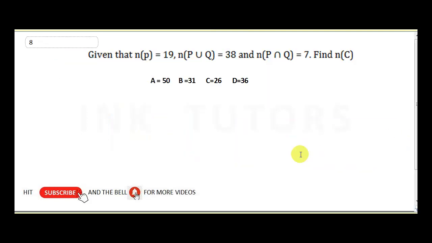Now this question says if n of P, the number of elements in P, is equal to 19, P union Q will give us 38, and P intersection Q, the number is actually 7. Find n of Q. Okay, I think there's an issue here, so I need to correct it. So the first thing you need to know here is the number of elements in your P is 19. Your n of P union Q is 38. While the next thing you need to know is the number of P intersection Q is 7.